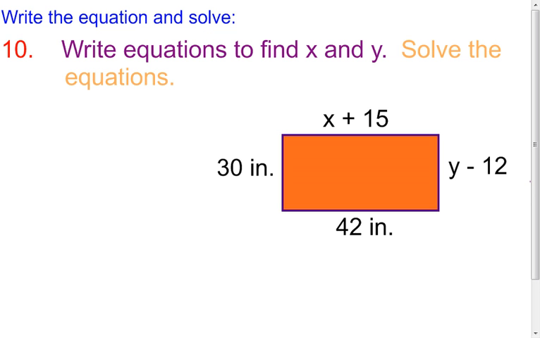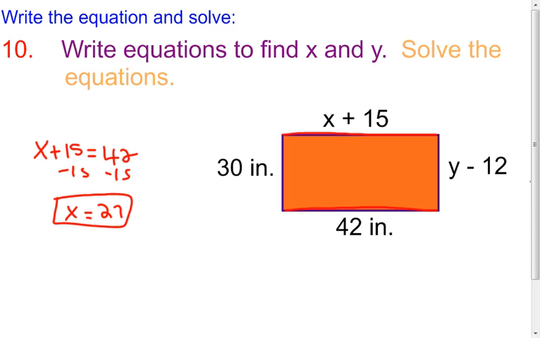All right, and then the last one, write the equations to find x and y. So you have to think about this because it's not real obvious. But if you think about a rectangle, you know that the opposite sides have the same length. So I know that this side here and this side here should have the same length. If they have the same length, I can set them equal to each other. So I can go x plus 15 equals 42, and then of course solve. And 42 minus 15 would make x to be 27.